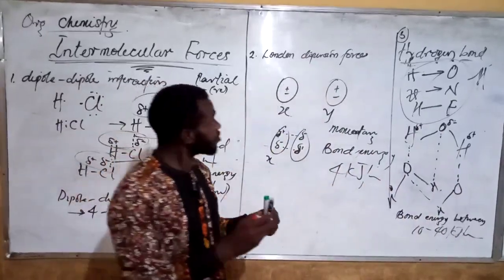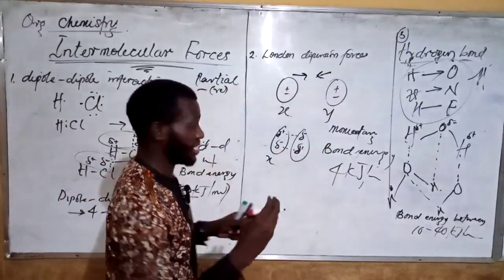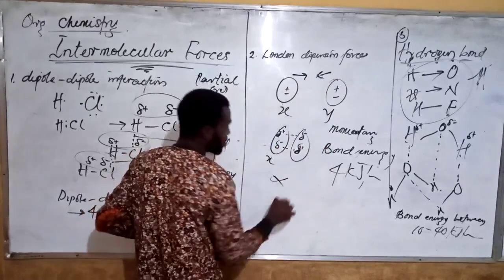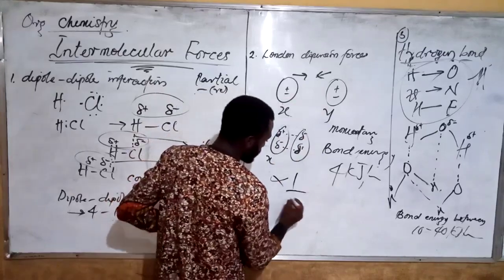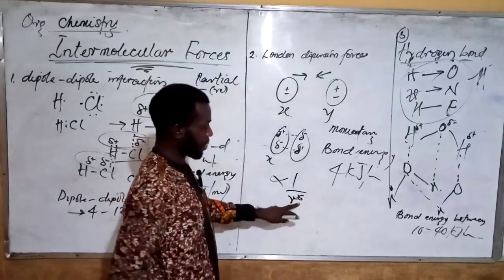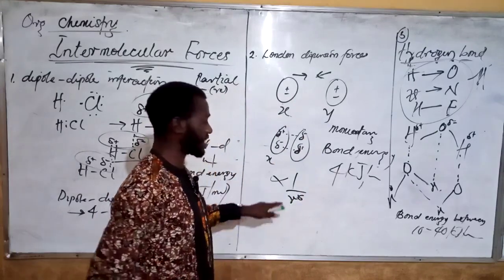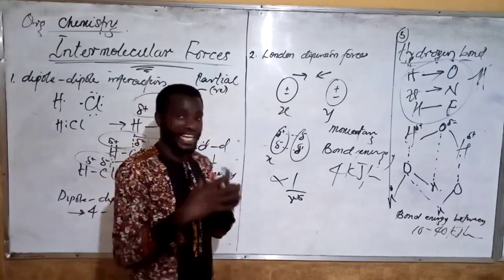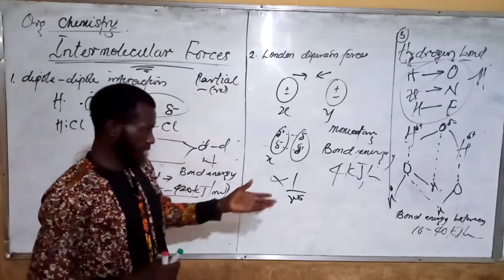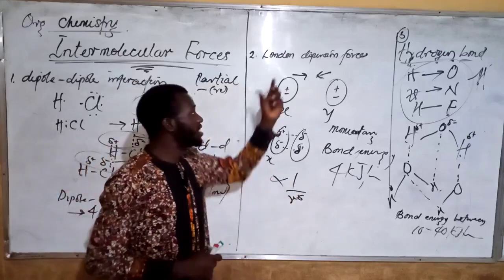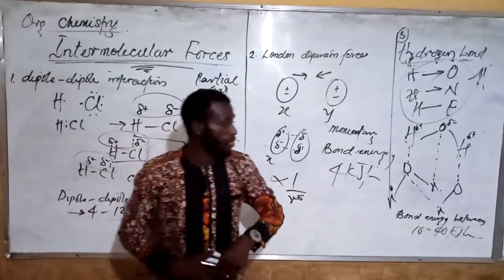In fact, for the London dispersion forces, notice I said the molecules must come together because the distance is determining. The force of attraction between them is inversely proportional to r raised to the power 6, the sixth power of the distance between them. So you can see that the distance has a big role to play in determining the London dispersion forces. So almost no energy is needed to break the London dispersion forces.